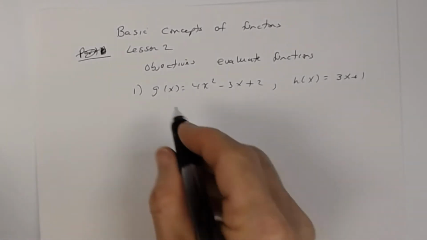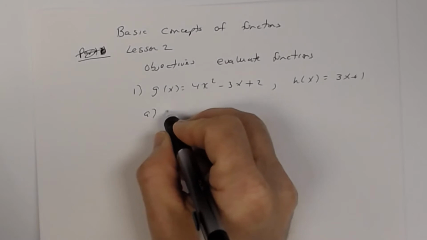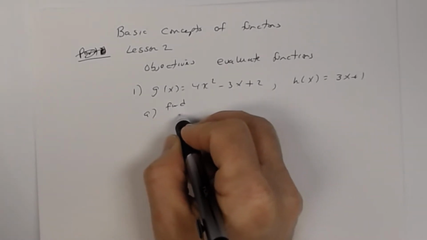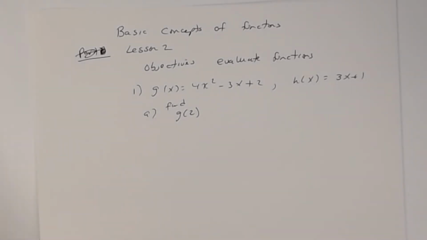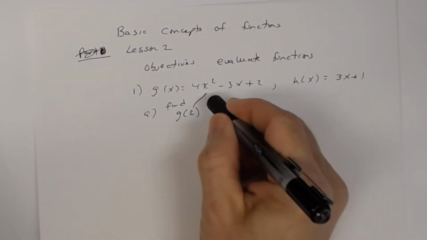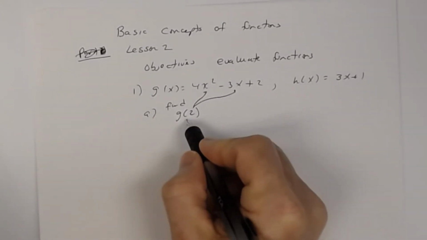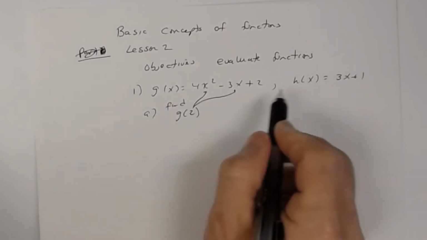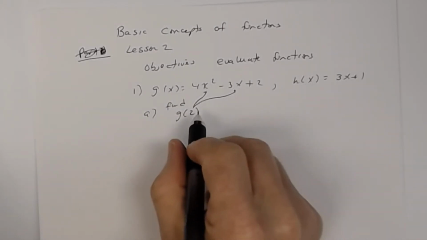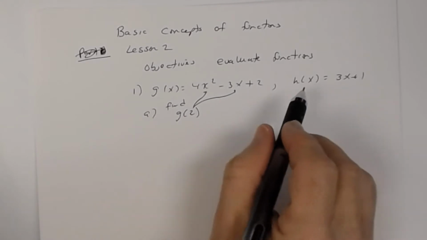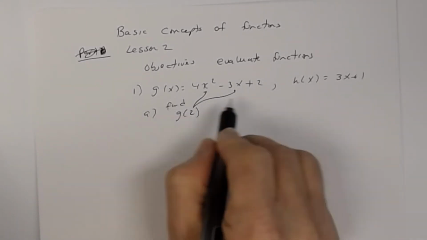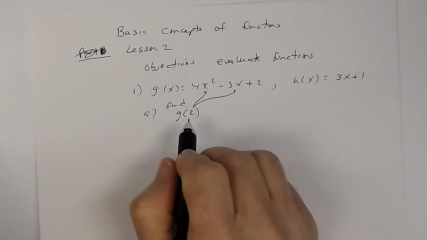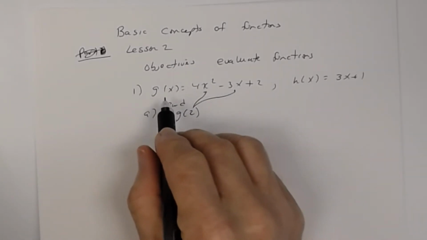So in part A, you're going to find each of the following. Let's suppose in part A, you want to find g of 2. Just like we did in lesson 1, wherever you see the variable x, you're going to substitute 2. Now make sure you go to the right function. This is g, so make sure you go here and not here. That's h. Whenever you have more than one function in a problem, make sure you use the correct one. This is g of x, this is h of x. So if I want to find g of 2, I've got to go to function g.